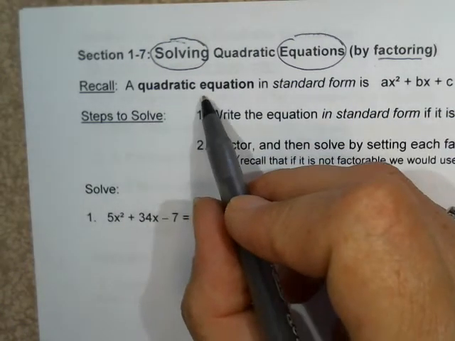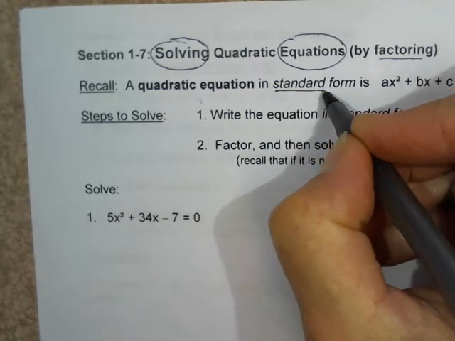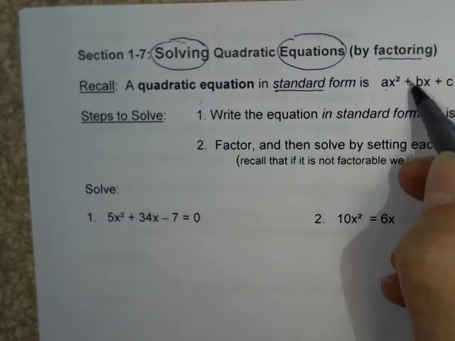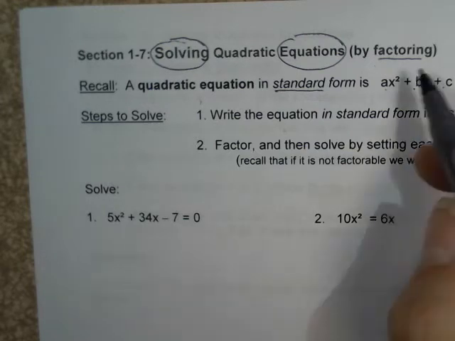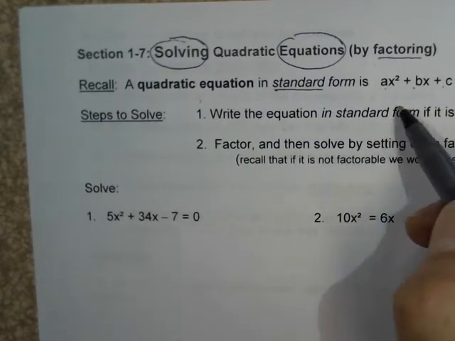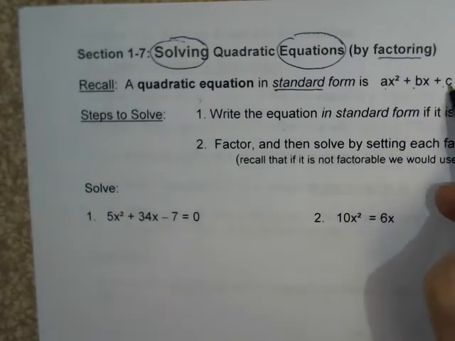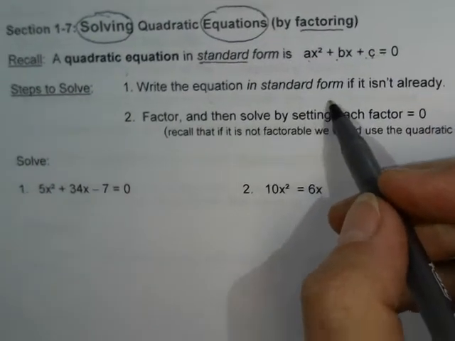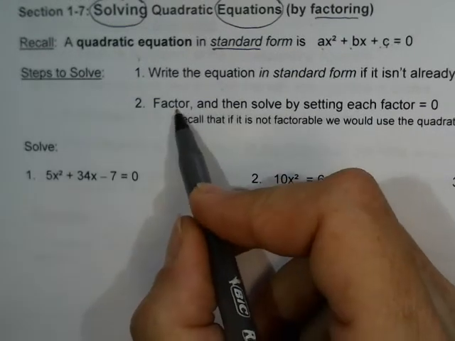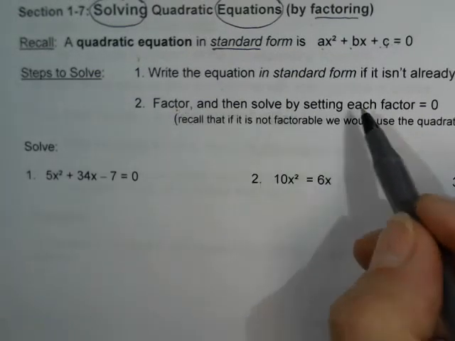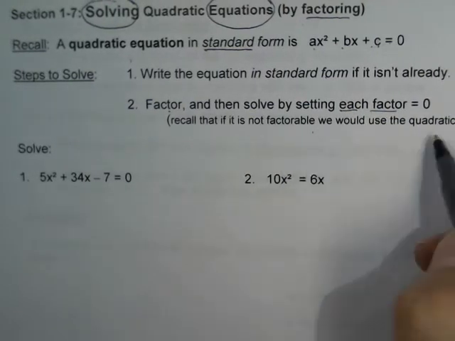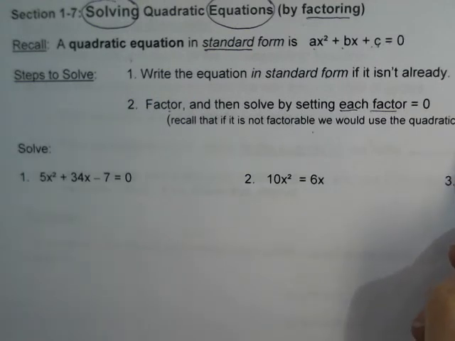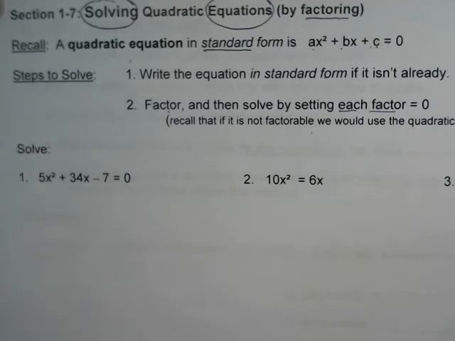So remember, for a quadratic equation, we have to get it written in standard form first: the x squared term first, the x term second, and the constant term last, and make it equal to 0. That's standard form. If you want to solve a quadratic equation by factoring, you have to get it into standard form first. The second step is to factor it like we've been doing the past couple of days. Then you solve by setting each factor equal to 0. If it's not factorable, we're going to use the quadratic formula, but we won't do that yet. We'll save that for next month.